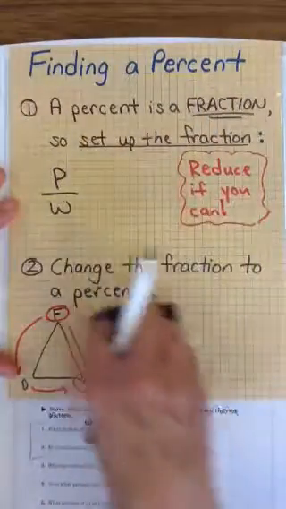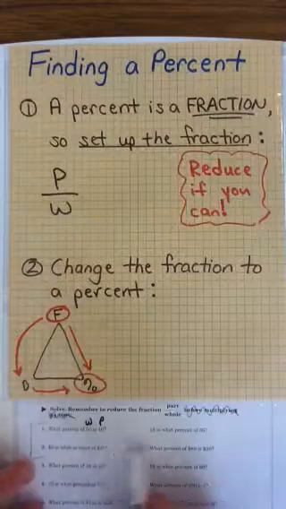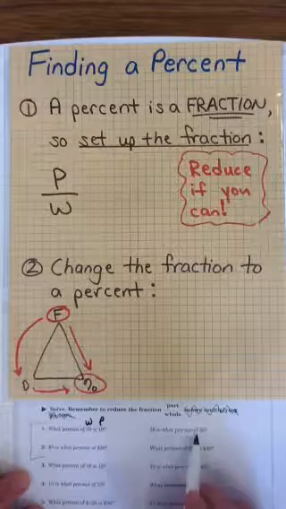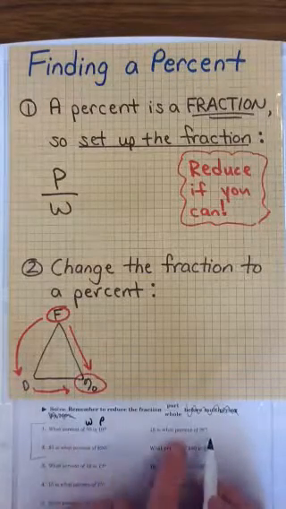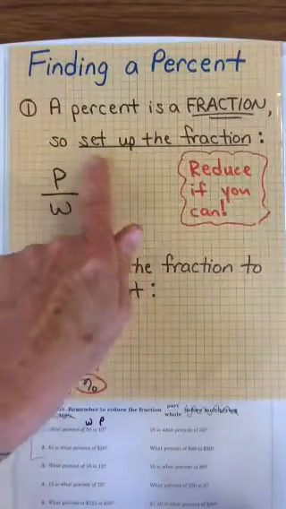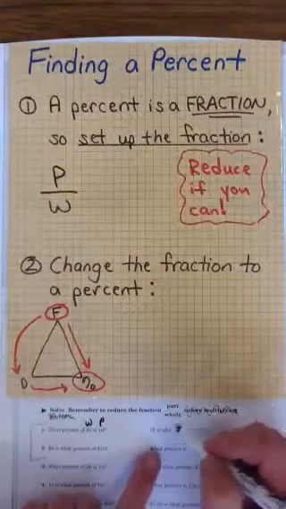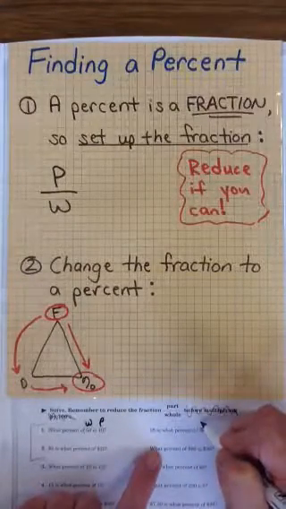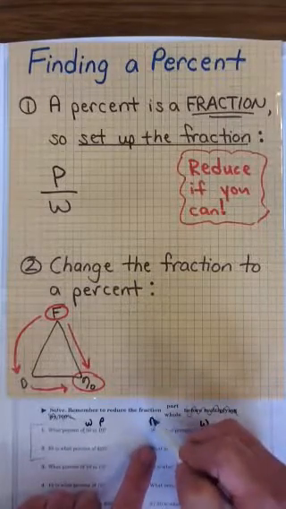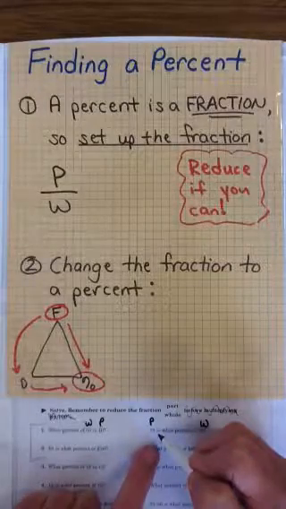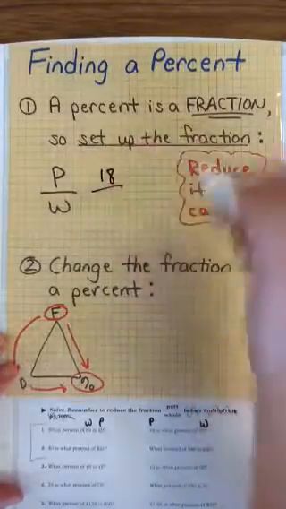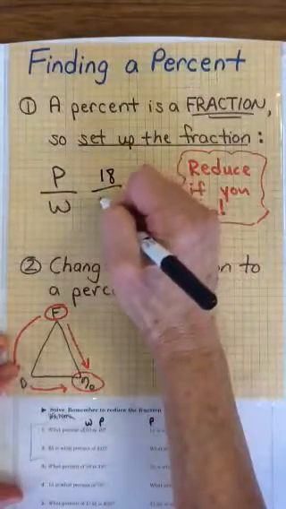Now let's go to the next problem on row 1, right here. 18 is what percent of 36? Okay, we're trying to find the percent. A percent is a fraction, so we have to set up the fraction. And it looks like the 36 is the whole. That's the number that's coming after the of. And it looks like the 18 is the part. That's the number next to the is. All right, so 18 on the top and 36 on the bottom.